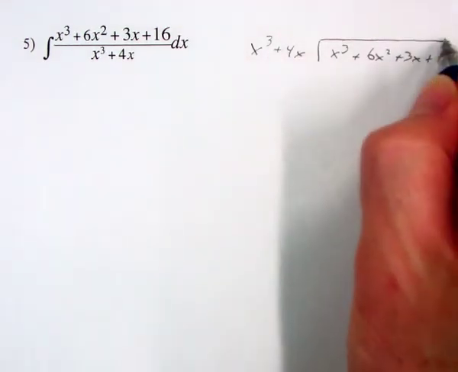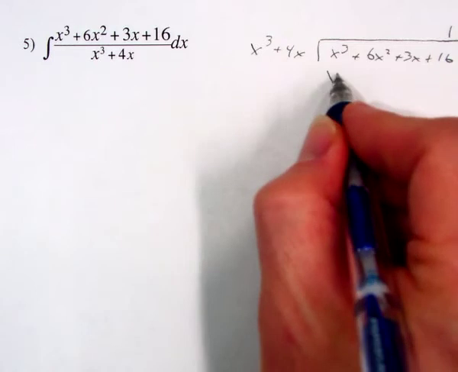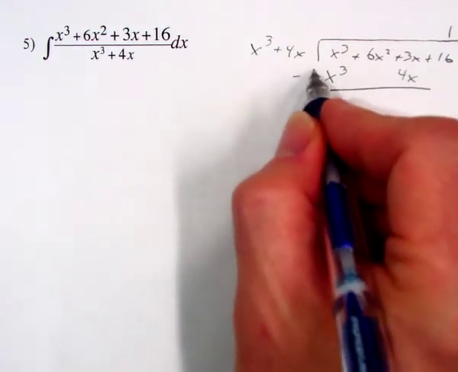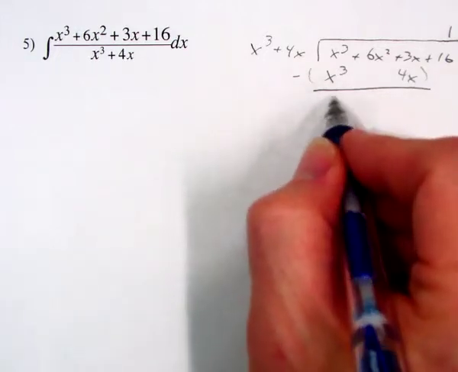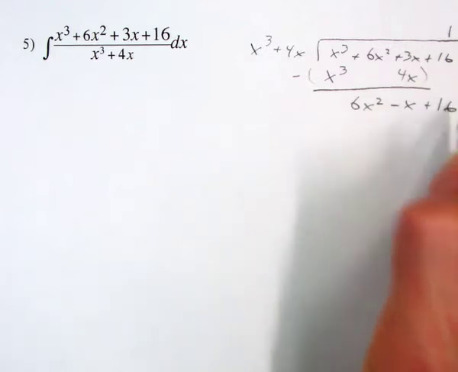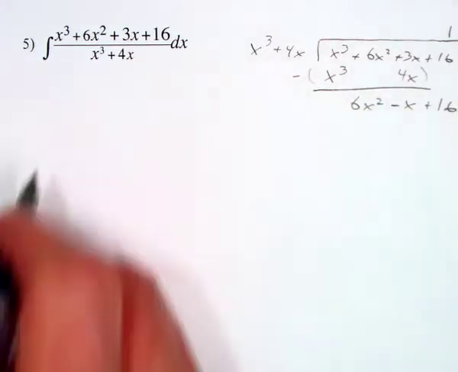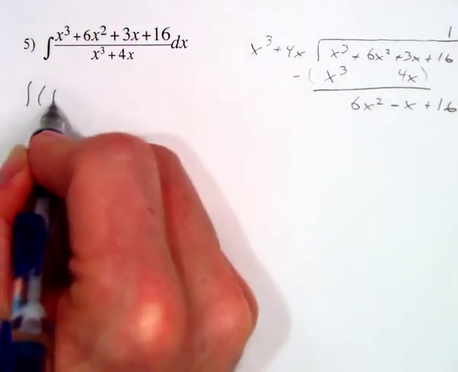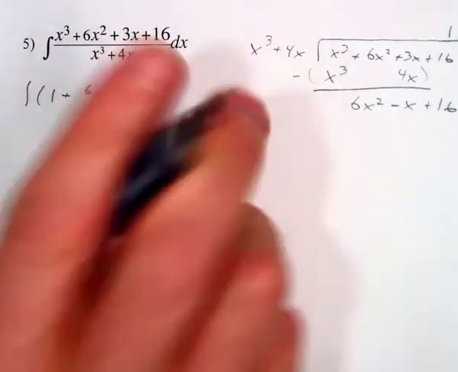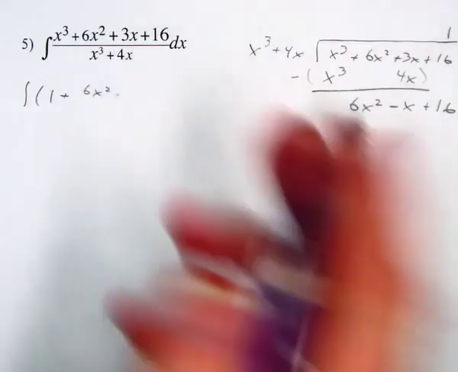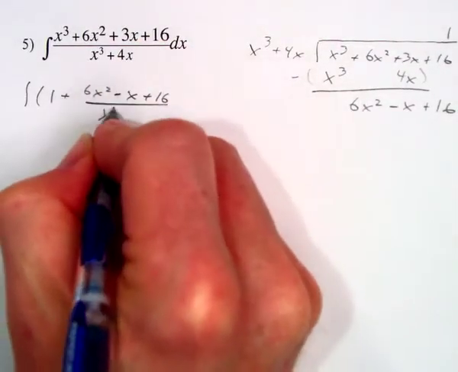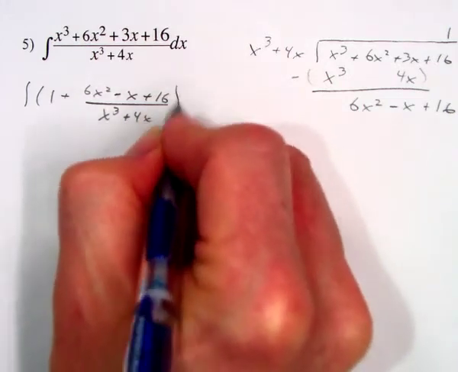So we're going to say it goes in once. We'd put that over the 16, the constant, and we get x cubed plus 4x. Let's go ahead and subtract this. So we get 0 there. We get 6x squared minus x plus 16. That degree is less than the original, so we're done with that. This is the same as 1 plus 6x squared minus x plus 16 all over x cubed plus 4x.